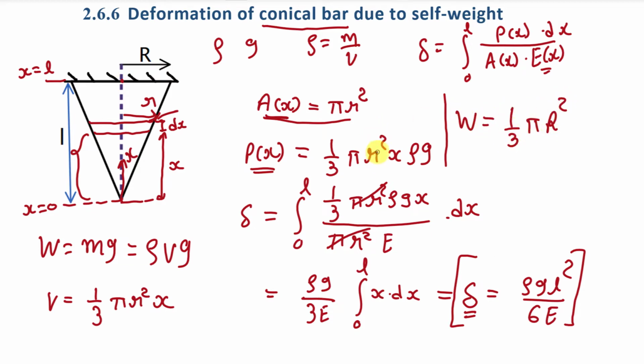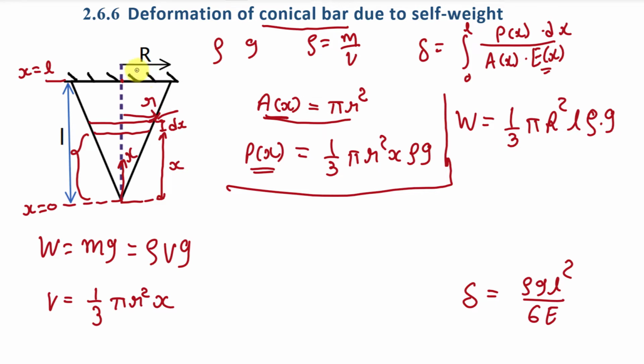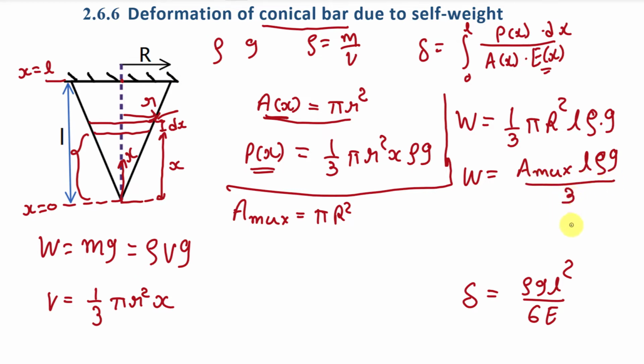Now if you will find total weight of this conical bar, then it will be 1 by 3 pi r square. Here it will be capital R, and this x will be total length of this conical bar into rho into G. Now here what is the maximum cross section area? Maximum area, that is area maximum, is pi into capital R square. Right? It is maximum at this surface where x is equal to L. So if you will put pi r square is equal to A maximum here, then W will be equal to A maximum into L rho G divided by 3.